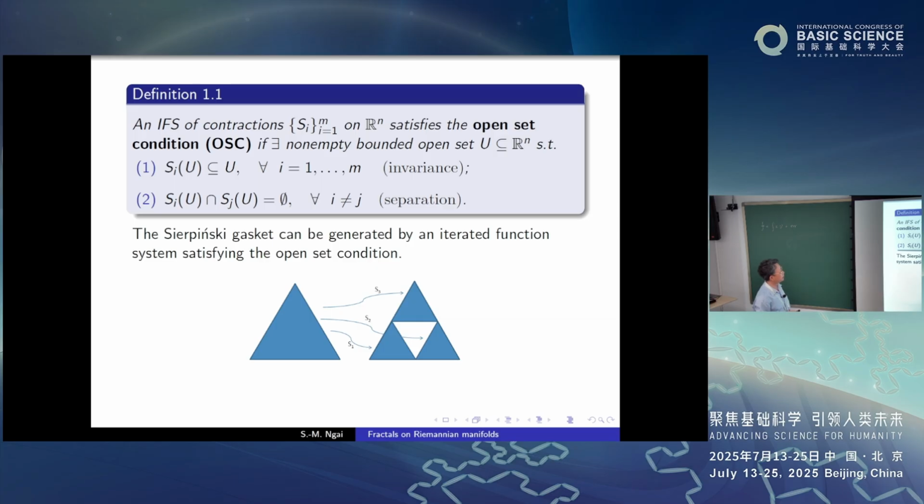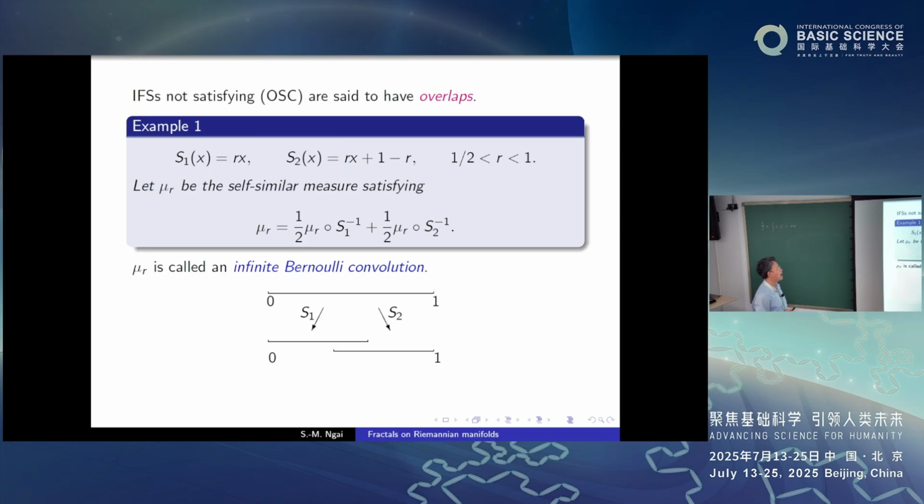Okay, so this condition is important, but there are also fractal sets or fractal measures that do not satisfy the open set condition, and they're also important. In fact, these are the fractal sets and fractal measures that I'm more interested in because they are less known. But they are also important.